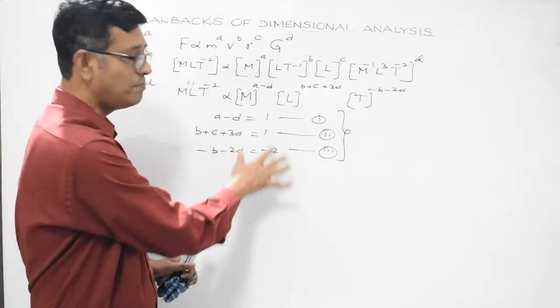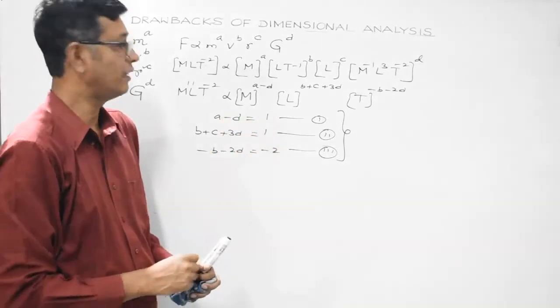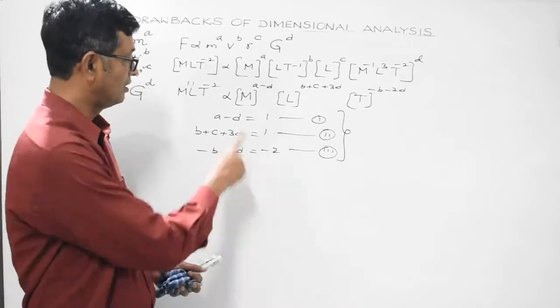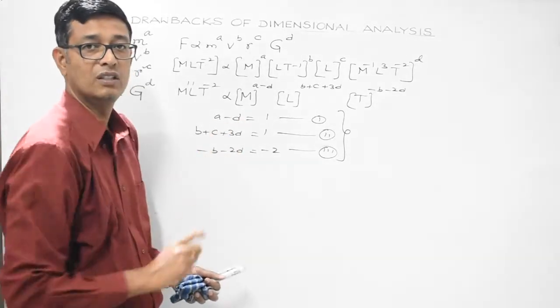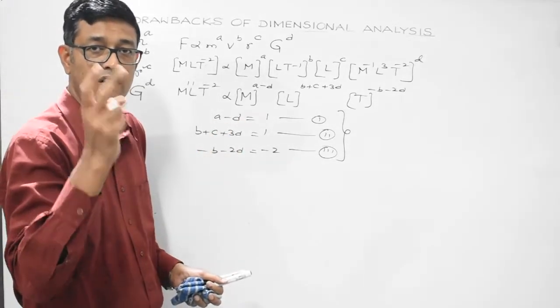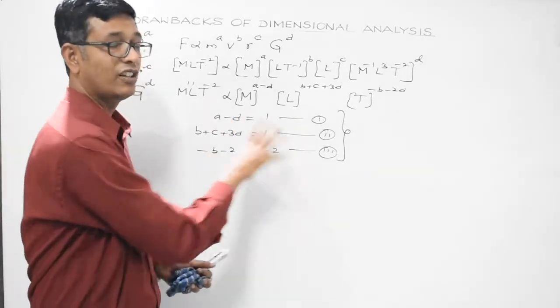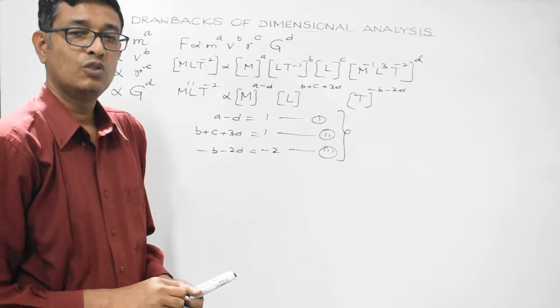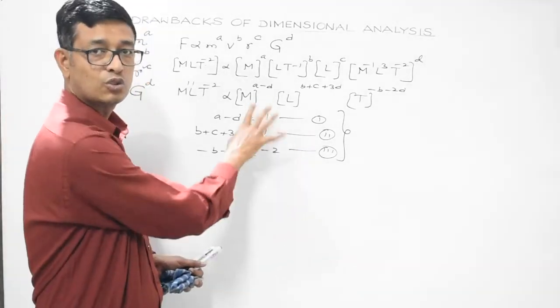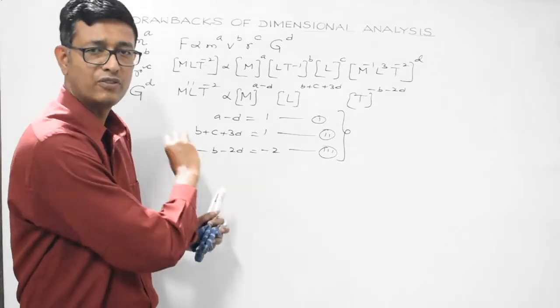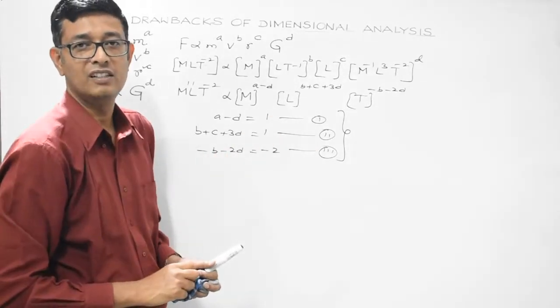Mathematically, it is impossible to solve for the values of a, b, c and d. Why? Because it involves 4 variables a, b, c and d, and we are having only 3 equations. So it is impossible to solve it and get the value of a, b, c and d. You can try it, you will never be able to get the value of a, b, c and d.